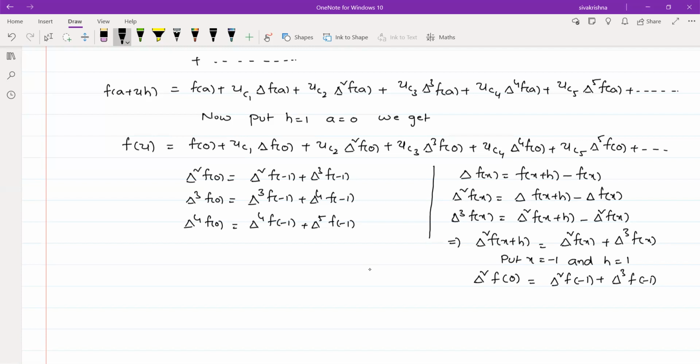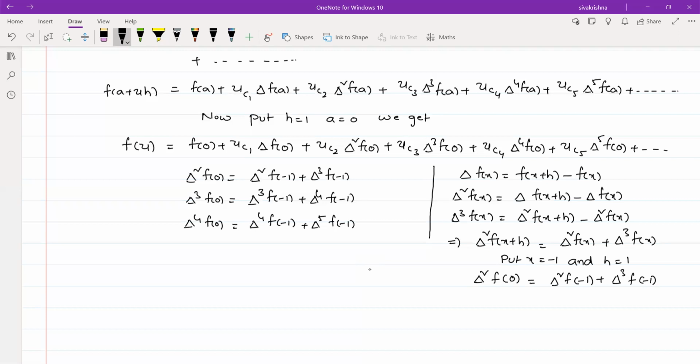Delta square f of 0 can be written as delta square f of minus 1 plus delta cube f of minus 1. In the same way, delta cube f of 0 can be written as delta cube f of minus 1 plus delta power 4 f of minus 1. Okay. So similarly, delta power 4 f of 0 can be written as delta power 4 f of minus 1 plus delta power 5 f of minus 1. So by seeing the first value, I am writing the next two values. Okay. Now we have to substitute these values in the above equation.